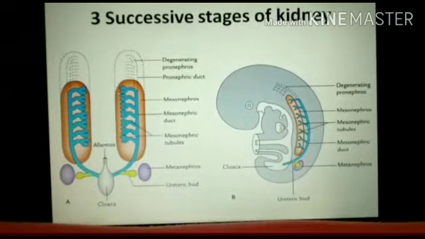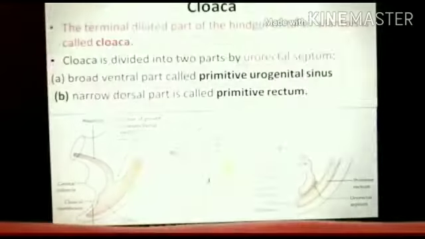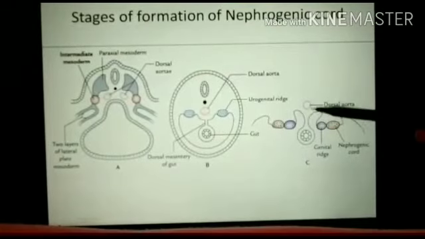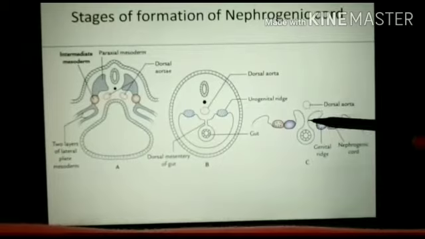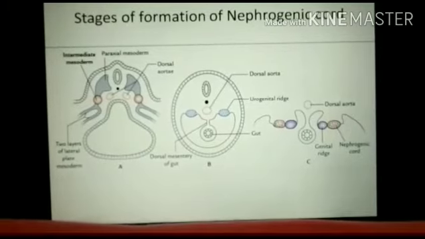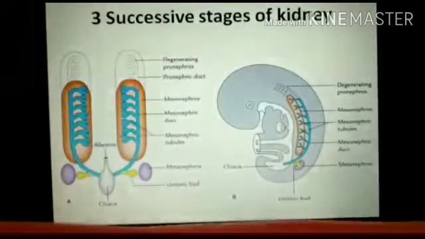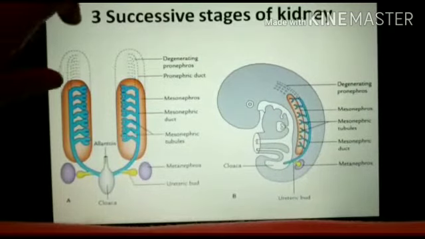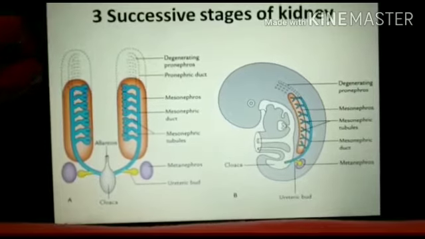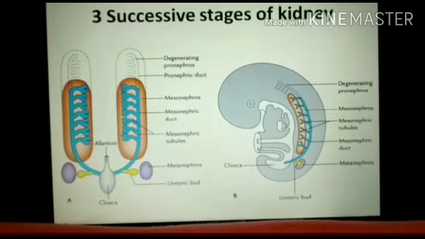Now we see the nephrogenic cord which is formed by intermediate mesoderm. This nephrogenic cord is present on each side of the dorsal mesentery of gut, or you can say on each side of the dorsal aorta. We can see here this is the dorsal aorta and this is the dorsal mesentery of gut. So this nephrogenic cord is present as a vertical column or longitudinal column on each side of the dorsal mesentery of gut, and its first stages of development are pronephros, then mesonephros and the metanephros.